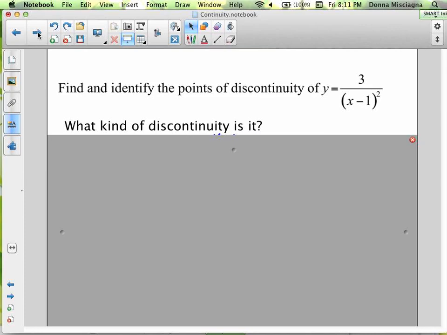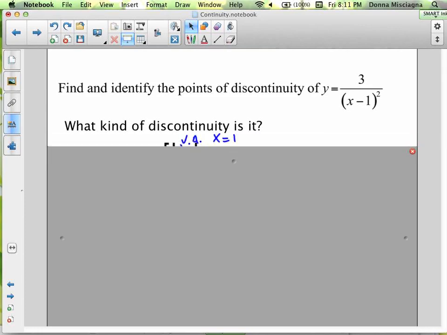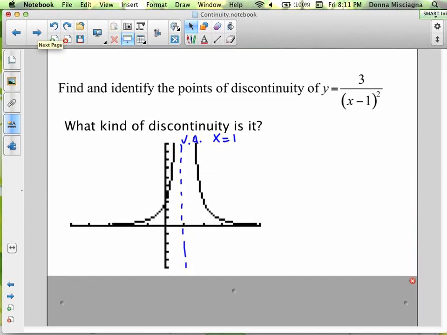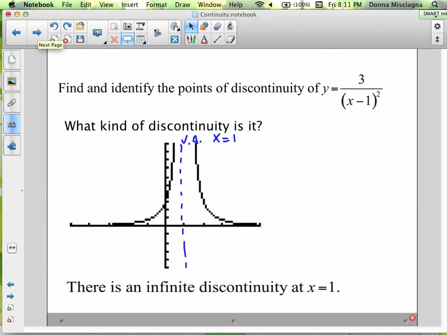All right, so if we're going to find and identify points of discontinuity of y equals 3 divided by x minus 1 squared, what value can you not plug in for x? You can't plug in 1. That creates a vertical asymptote, which is an infinite discontinuity. If I ask you what kind of discontinuity, don't say vertical asymptote, say infinite discontinuity. Our function's going to get closer and closer to 1 forever, but we're never going to be able to have x equal to 1.